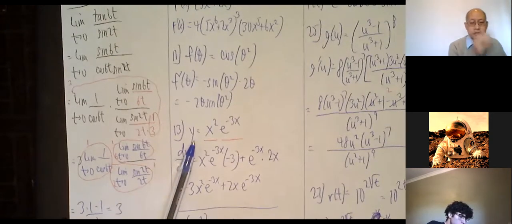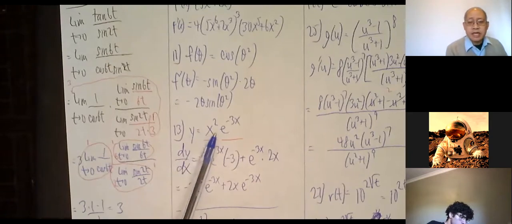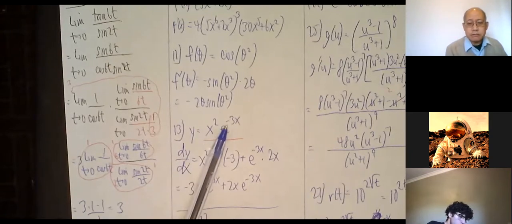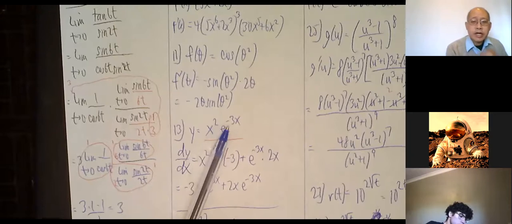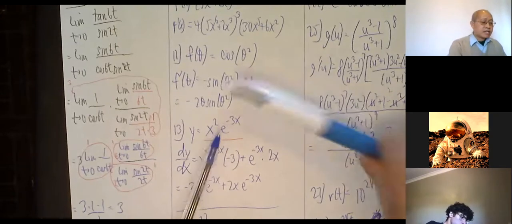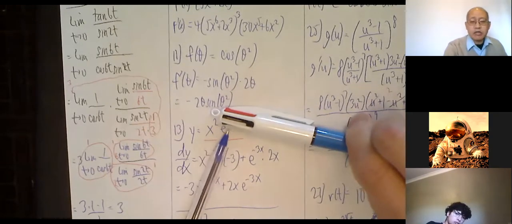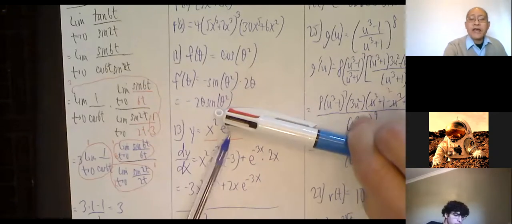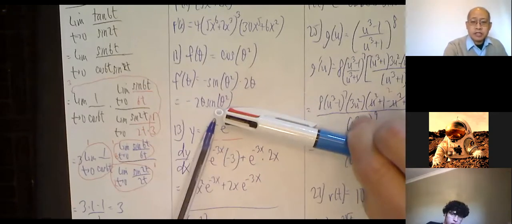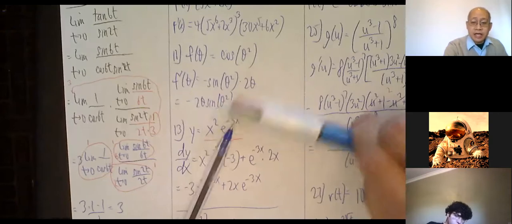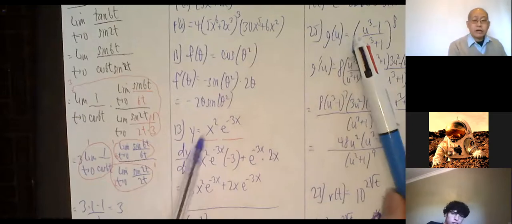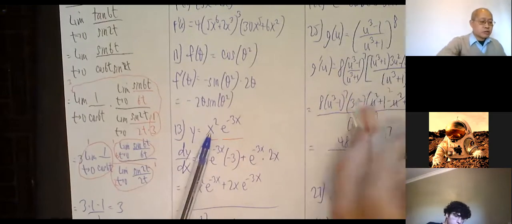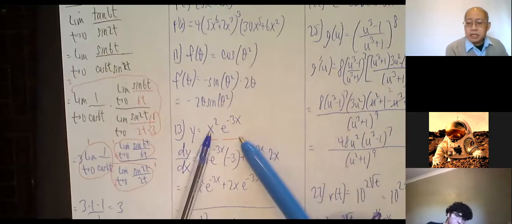All right, next one I want to show you is y equals x squared e to the negative 3x. So this has a product rule. There's also a chain rule for e to the x. It's not just e to the x, actually. It's e to a function of x. So the outside function, as far as this is concerned, is e, and then there is an inside function, which I have to differentiate. All right, so product rule. This is my first function. This is my second function.